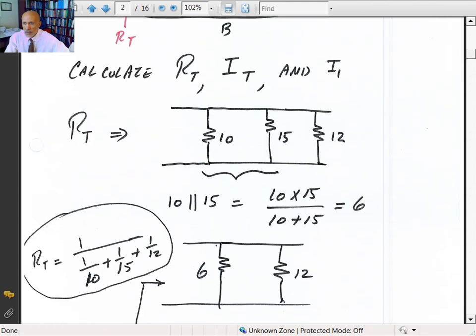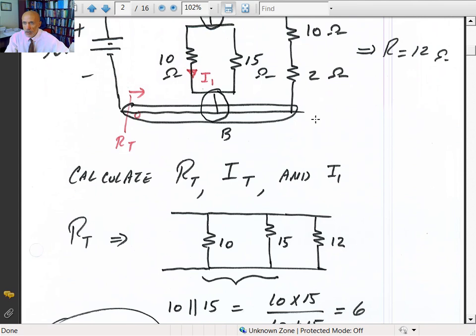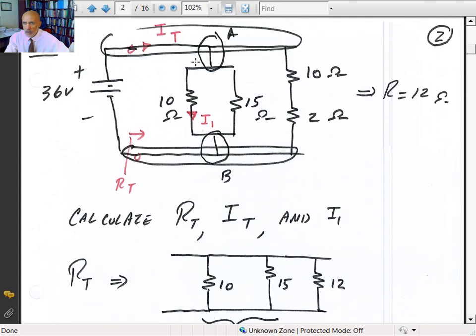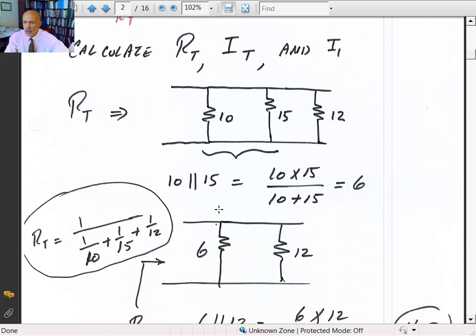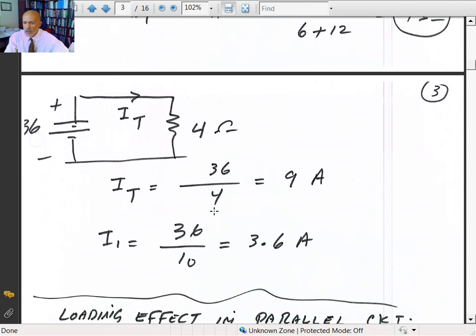If you're interested in determining the current I1, if you notice, this point is the same as one single node, and everything at the bottom is just the circuit drawn differently. And the bottom is also one single node. So 36 volts is directly across the 10 ohm resistor. So the current I1 is simply 36 divided by the resistance 10 ohms. So that gives you 3.6 amps for the current I1.